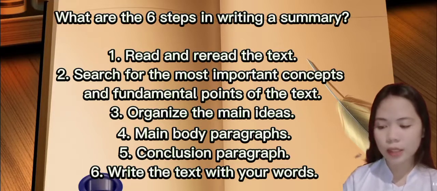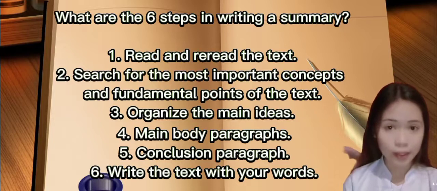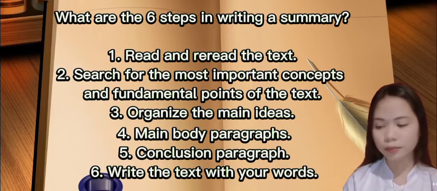What are the 6 steps in writing a summary? First, read and reread the text. 2. Search for the most important concepts and fundamental points of the text. 3. Organize the main idea. 4. The main body paragraph. 5. Conclusion paragraph. 6. Write the text with your own words.